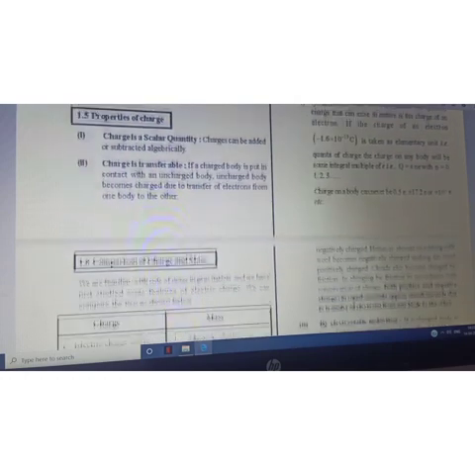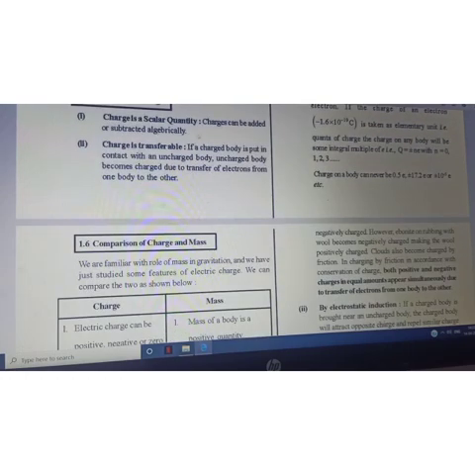And the properties of charge: charge is a scalar quantity, and it is added or subtracted algebraically, so you have to consider it as positive or negative. And the charge is transferable. Charge cannot be created or destroyed, but it can transfer. If a body is rubbed with another body, then the one with the less work function requires less energy and gets positively charged, and the one with the greater work function gets negatively charged, and its mass increases slightly according to the mass of electrons.